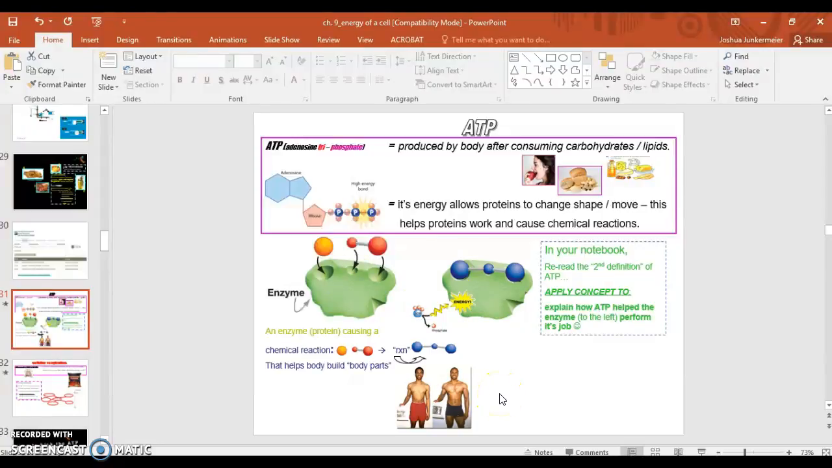So you want to just be able to summarize and interpret. You're basically looking at this picture, this whole situation, and trying to make sense of it by connecting those ideas we just discussed in your notebook.